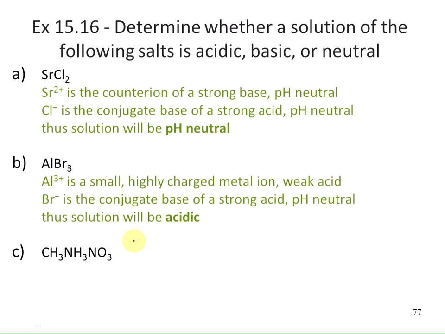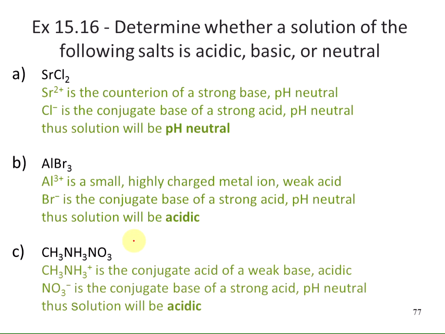In this last example here, the CH3NH3 plus is the conjugate acid of a weak base. You have the protonated amine. And the NO3 minus is the conjugate base of the strong acid. So with the methylamine, this is actually the protonated form of the methylamine. This is a conjugate acid of a weak base, so this component is acidic. Now the nitrate, the NO3-, that's the conjugate base of a strong acid. Thus its pH is neutral. So if one part is acidic and the other part is neutral, the whole thing has to be acidic.